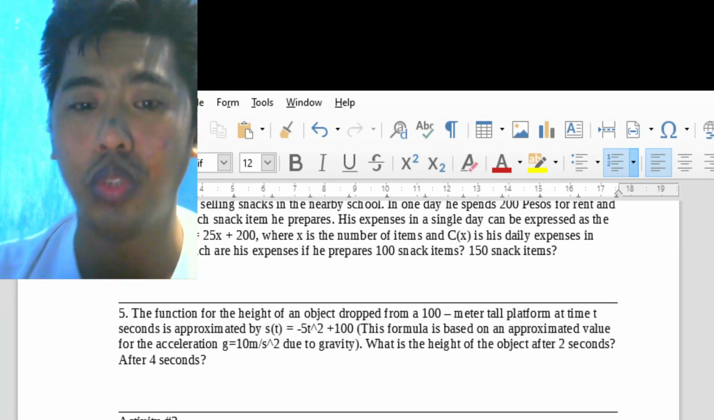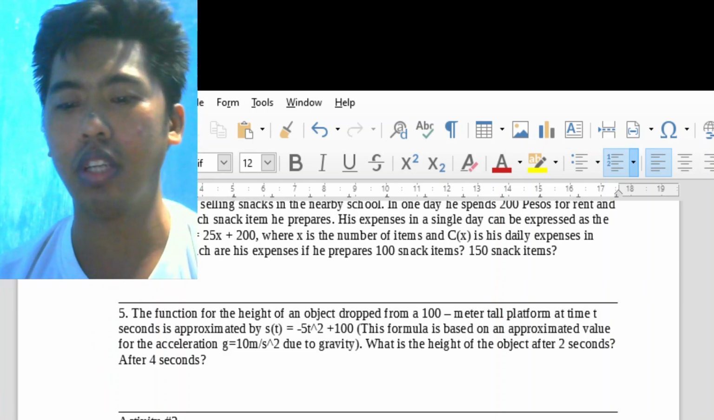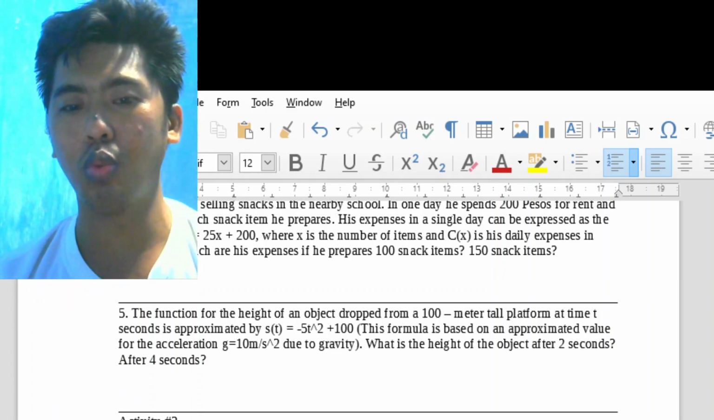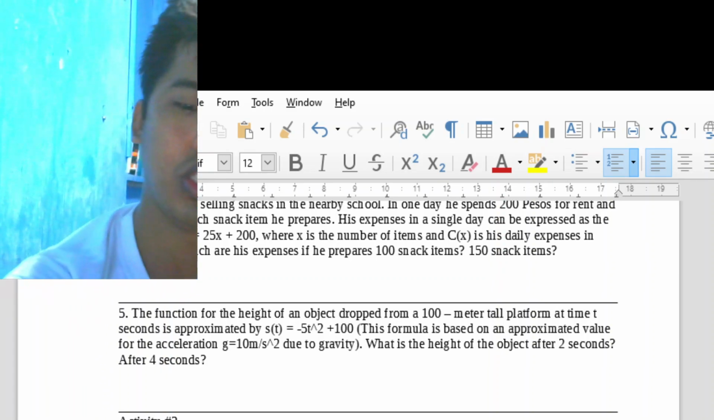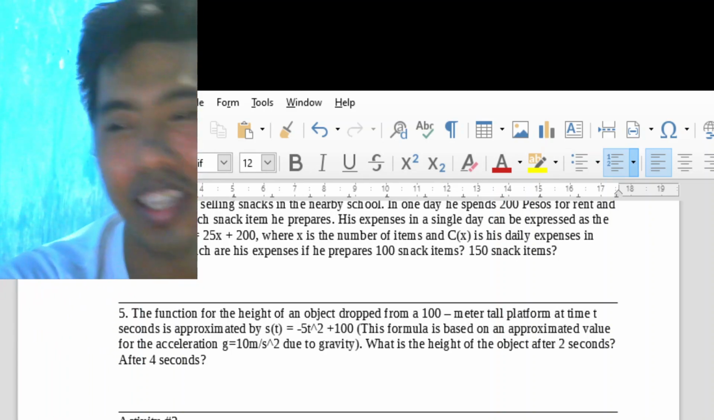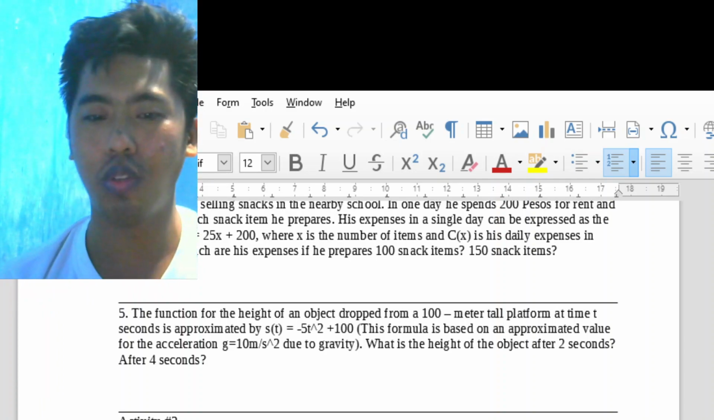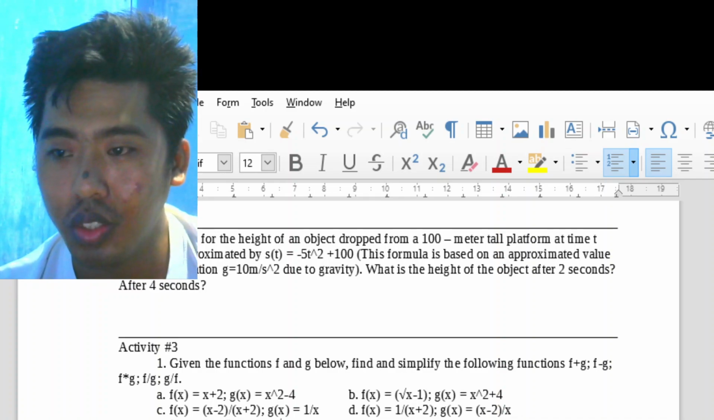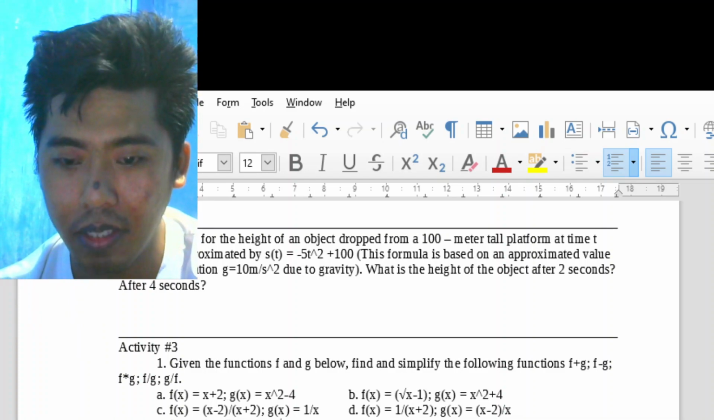Alright, so let's proceed to the activity number 3 for the lesson, operations on functions. So, activity number 3. It's for operations on functions. Number 1. So, given the function, isulat nato.